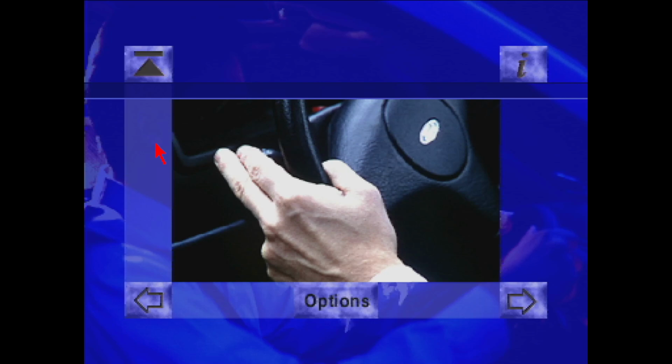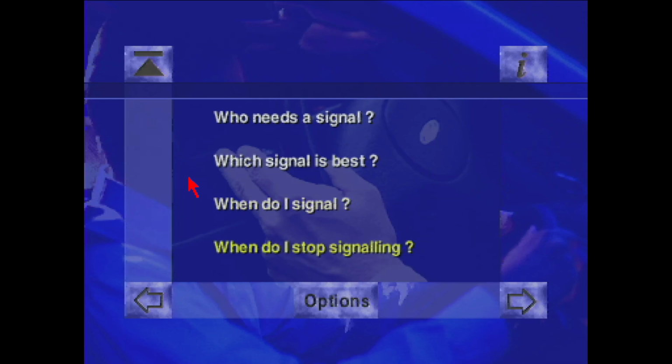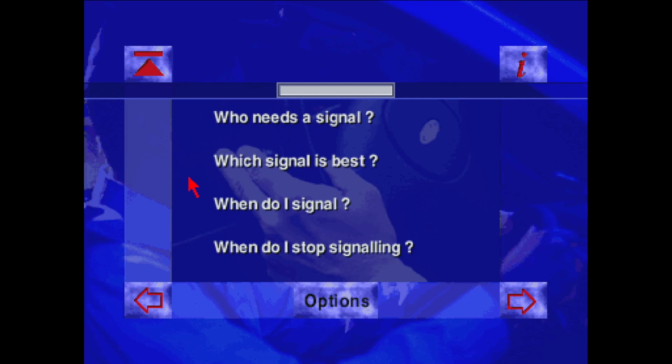Before any manoeuvre, you need to ask 4 questions about signalling. Who needs a signal? Which signal is best? When do I signal? When do I stop signalling? Click on any question to explore it further.